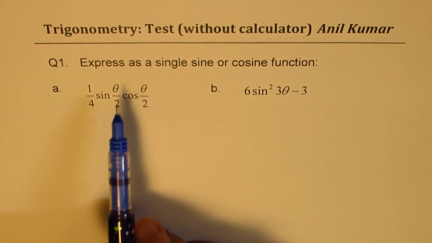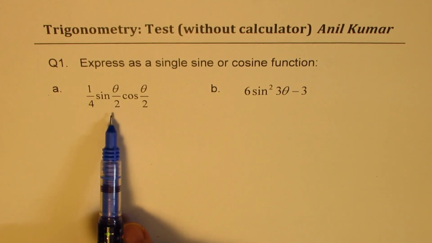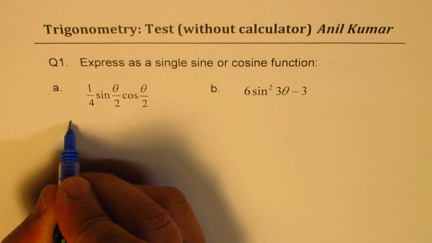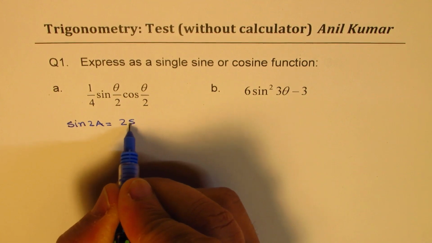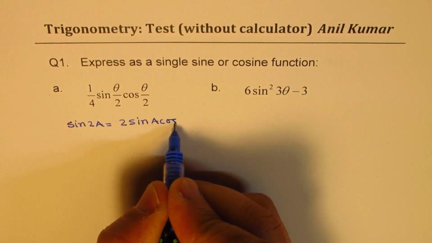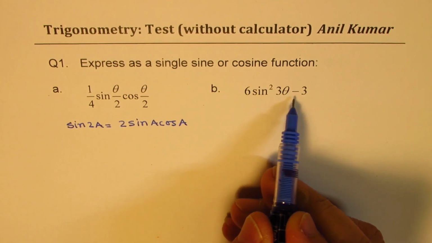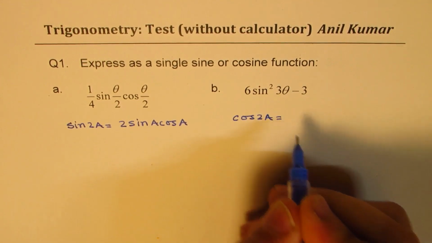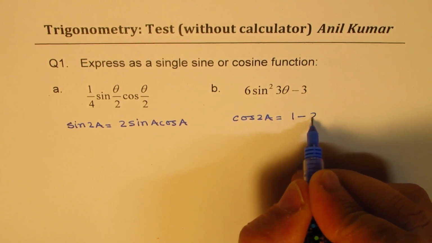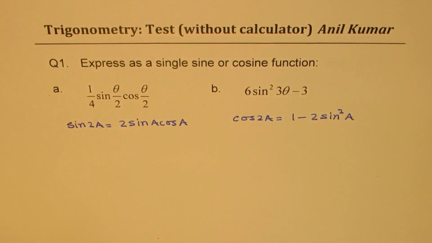Question number 1. Express as a single sine or cosine function A: 1 over 4 sine theta by 2 cos theta by 2. We will use double angle formula, which is sine 2a equals 2 sine a cos a, correct? In part B, we have 6 sine square 3 theta minus 3. We'll use the double angle formula relating cos 2a equals 1 minus 2 sine square a, right? So these are the formulas which will be used. So let us see how to apply these formulas to get our result, right?